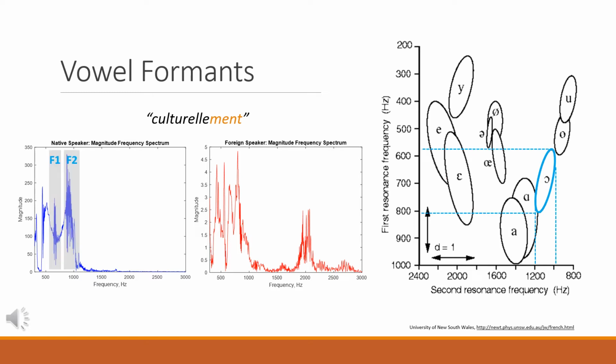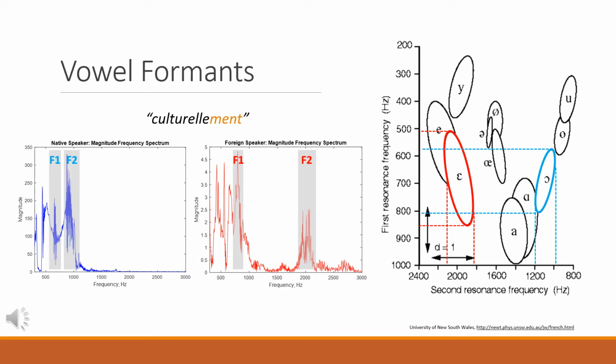Take, for example, the vowel E in this word. Culturellement. Notice how this native French speaker pronounces it more like an O. Mon. Now listen to the way a foreign speaker, with no experience in French, pronounces it. Culturellement. This is very different, more of an S sound.